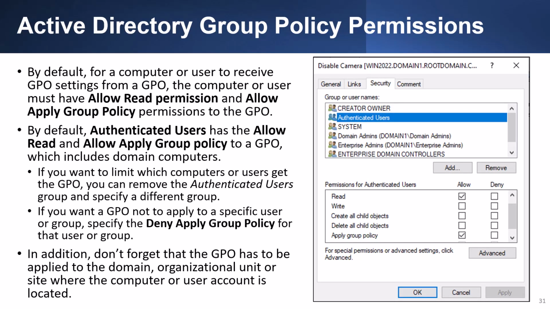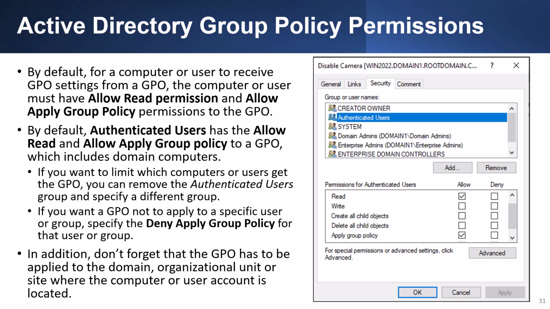By default, for a computer or user to receive GPO settings from a GPO, the computer or user must have allow read permission and allow apply group policy permission to the GPO. By default, authenticated users has allow read and allow apply group policy to a GPO, which includes domain computers. If you want to limit which computer users get a GPO, you can remove the authenticated users group and specify a different group.